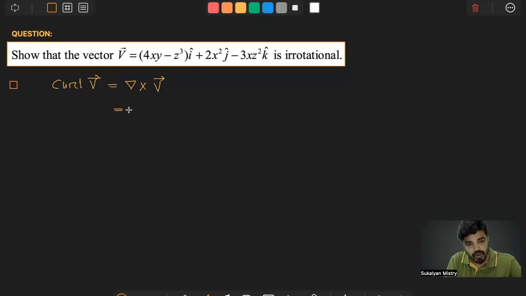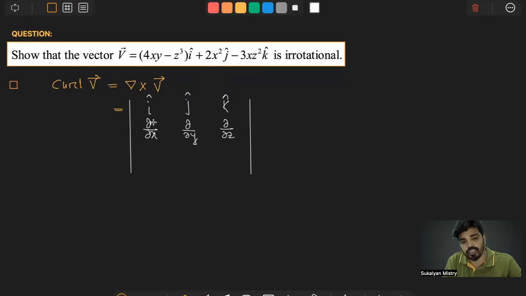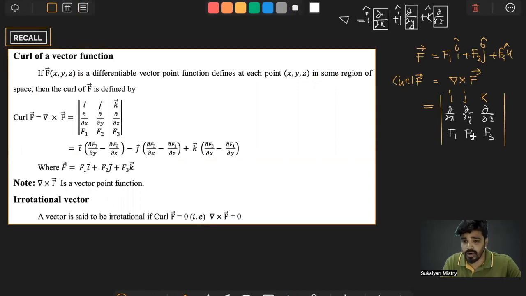So del cross v is the determinant with i, j, k. Del means ∂/∂x i plus ∂/∂y j plus ∂/∂z k. So just write down the components ∂x, ∂y, ∂z. What are the components of v? 4xy minus z³. Next, the coefficient of j is 2x², and here minus 3xz². Just apply the same concept: ∂x, ∂y, ∂z, f1, f2, f3. If f is equal to f1 i plus f2 j plus f3 k, then curl f is the determinant with i, j, k, ∂x, ∂y, ∂z, f1, f2, f3.